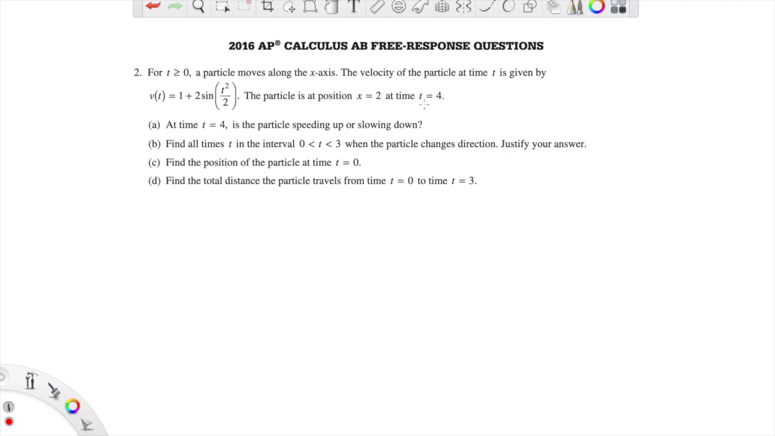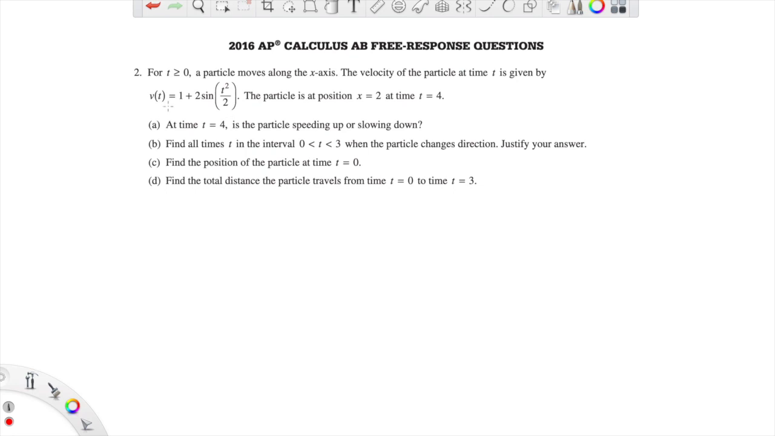So at time t equals 4, it asks us, is the particle speeding up or slowing down? And so what we'll want to do here is get the velocity and the acceleration at t equals 4. That'll tell us exactly what we need to know. Now remember, it's not just enough to get the acceleration here, because if you had, for example, a negative acceleration and a negative velocity, technically the object is speeding up in the negative direction, right?